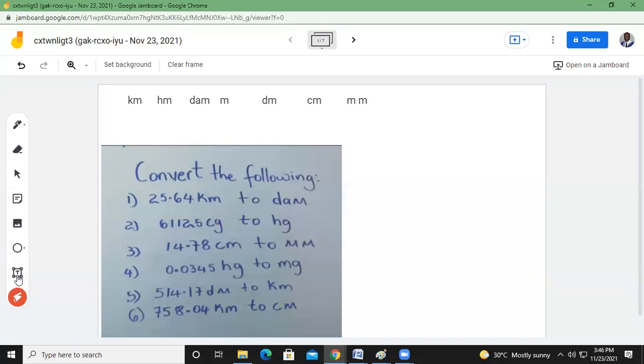If you didn't send in your homework, that's fine. This is where we are now. So we want to convert 25.64 kilometers to decameter. Here is what we have. It is very important that you have this. Everybody could see the laser moving up here. Having this is very important as we try to convert from one unit to the next.